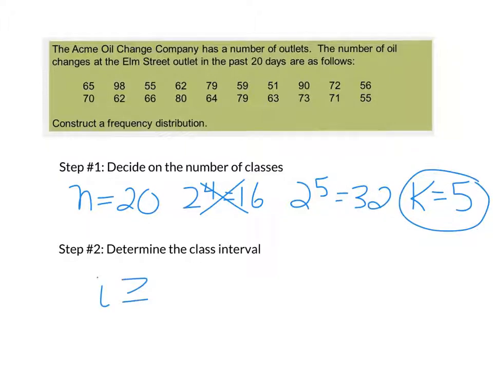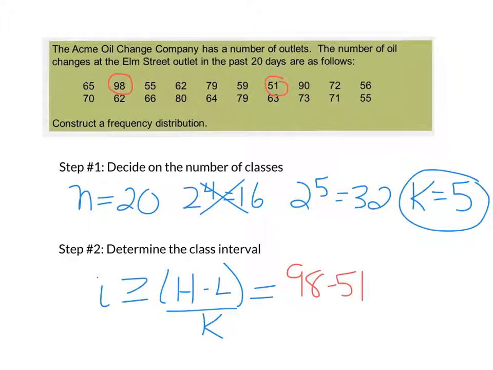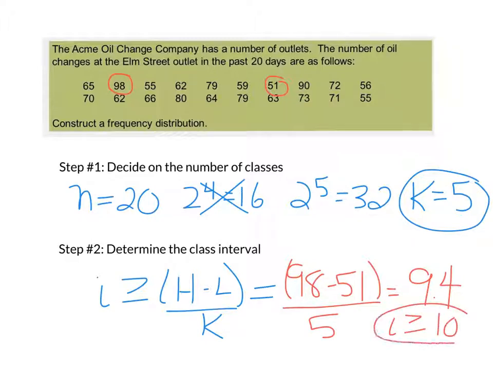I is greater than or equal to the highest number minus the lowest, over k. Now if we look at our data, our highest number in this case is 98, and our lowest is 51. So we're going to have 98 minus 51, and that's going to be divided by 5. And when we work that out, that gives us 9.4, which means we're going to go with a class interval of 10. So that's where we're going to start with our class interval.